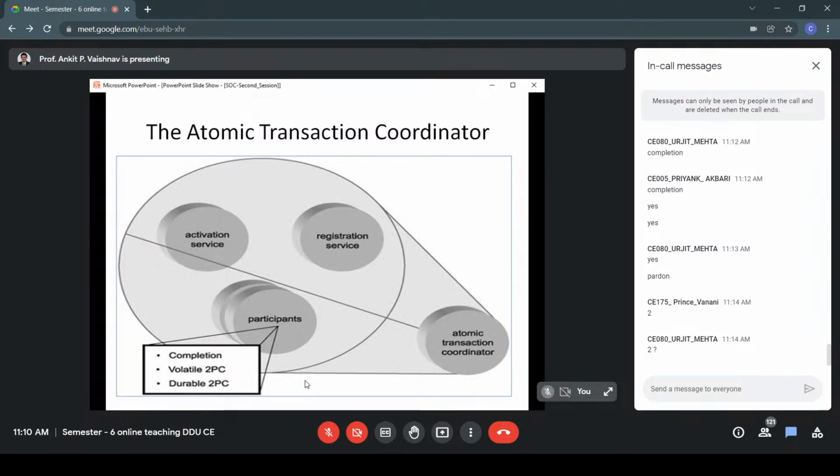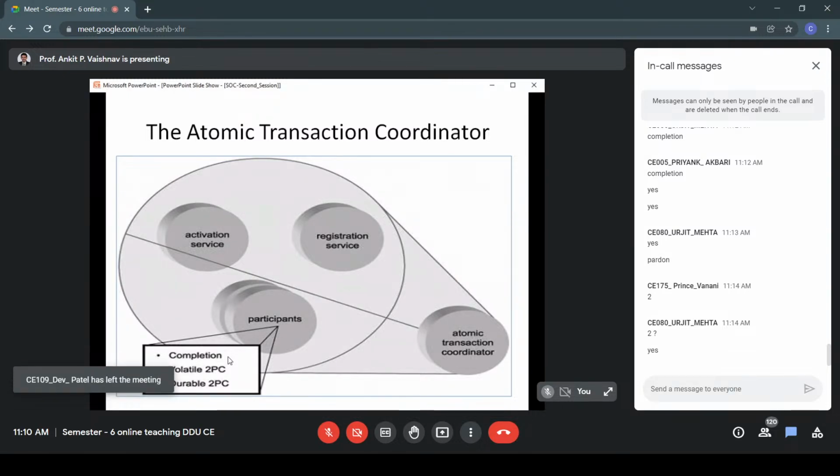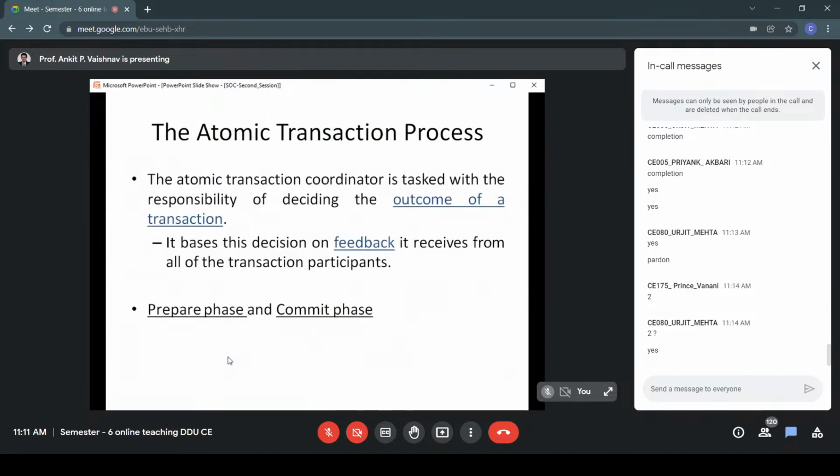Yes, correct. 2. Because it will be either volatile two-phase commit or durable two-phase commit, one of them, plus in the end completion. Understood? Right? So that's why the answer will be 2. Clear, all of you, with this AT coordinator? Yes. Okay, so let us continue.